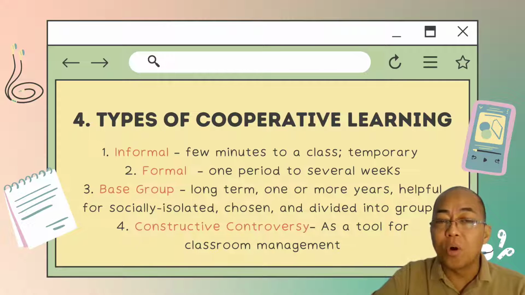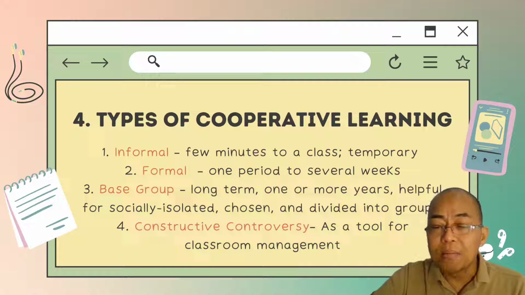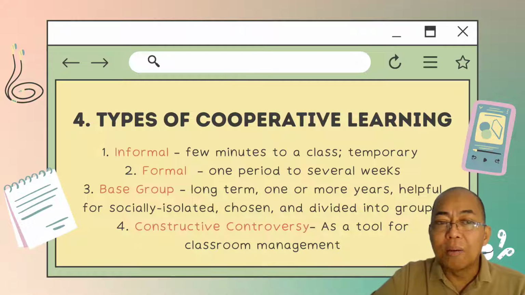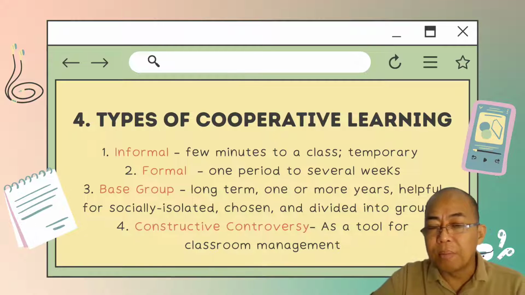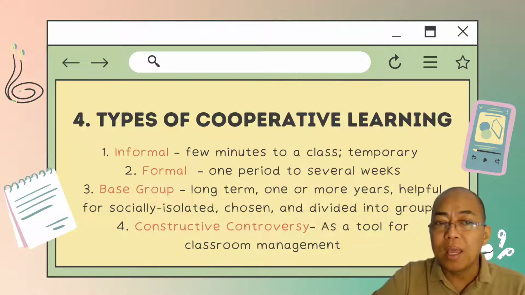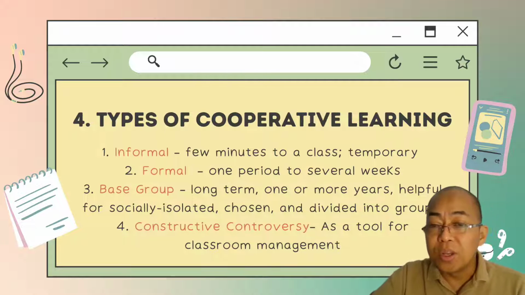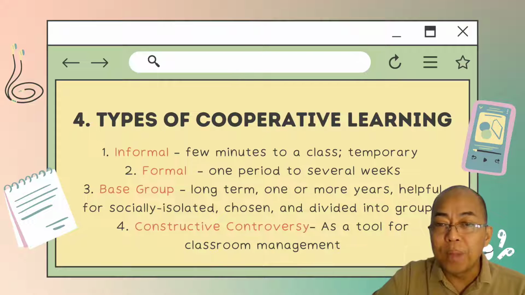The second type of cooperative learning grouping is formal cooperative learning. This type of cooperative learning extends from one period to several weeks. Informal is shorter, it only lasts from probably several minutes to one class period. But formal cooperative learning can last from one class period to several weeks. So the idea is you want to achieve shared goals and, of course, to complete a task. So you assign students to formal cooperative learning groups.